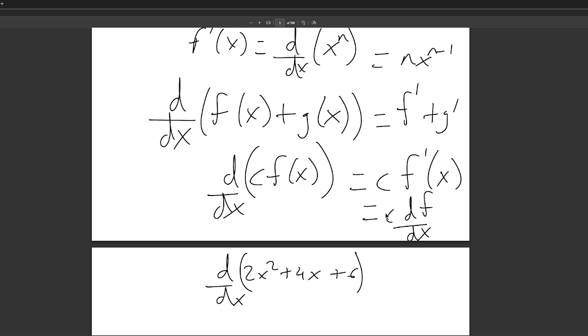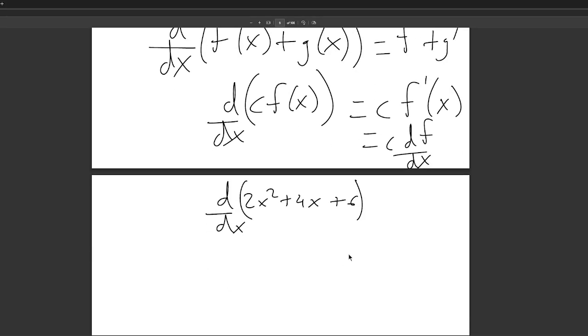Use the power rule and tell me what you get. 4x plus 4. Yeah, right. So you get 4x plus 4.